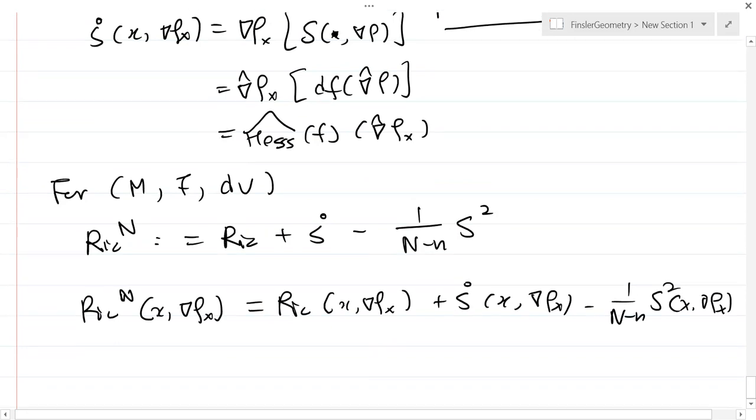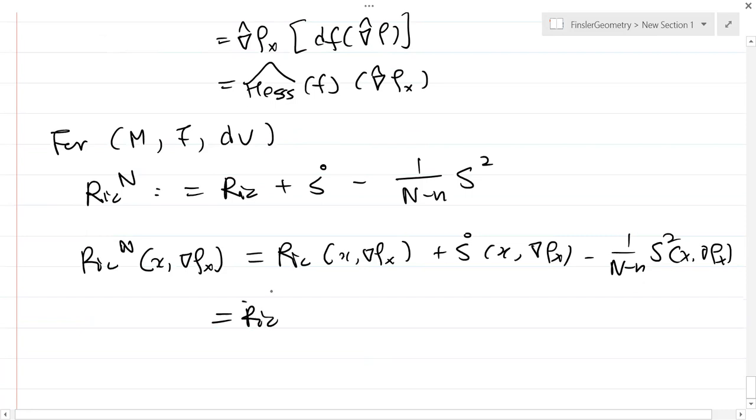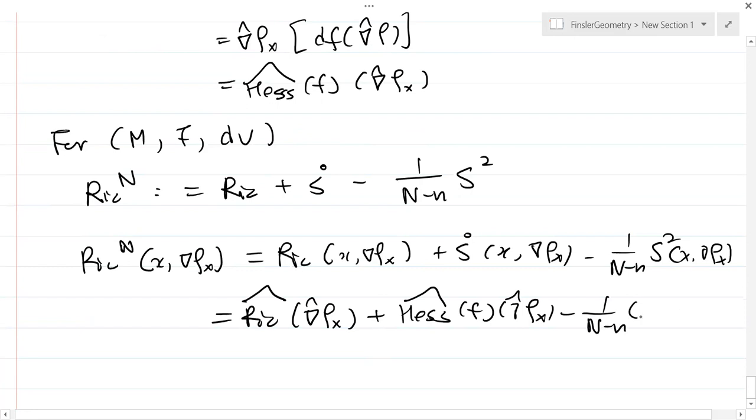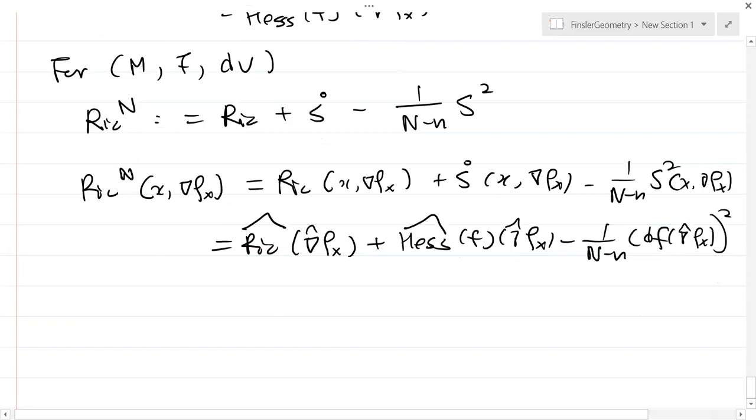Okay, and we already did a computation above. This is just the Ricci curvature in the direction of the gradient of the function, and this will be just the Hessian. This will be n minus n, and here the gradient df squared. And that is a very familiar term we have seen before. This is actually in Riemannian geometry. This is nothing but the hat f n.